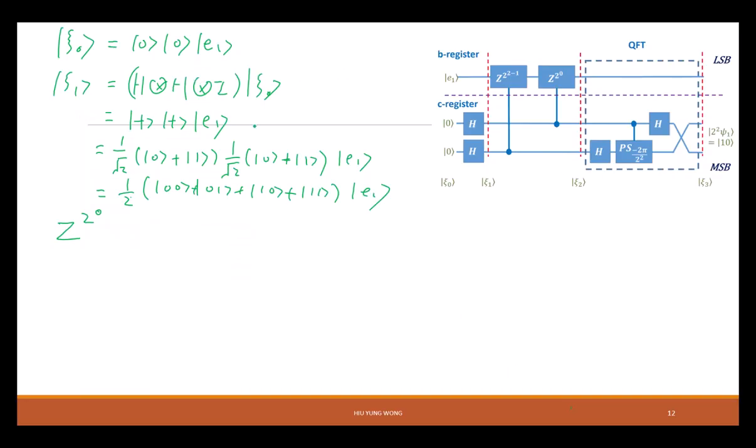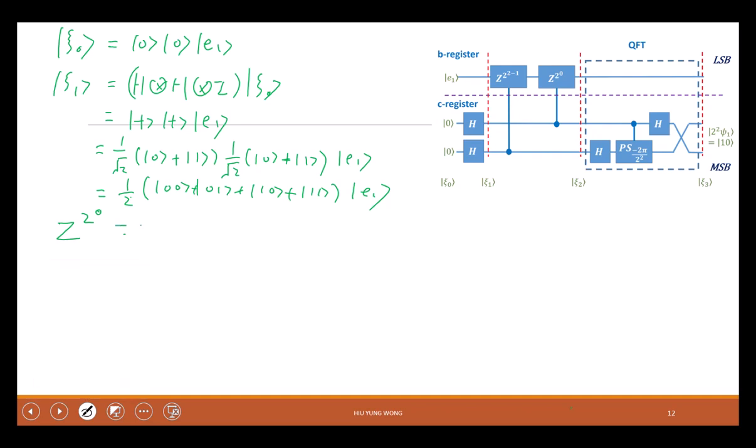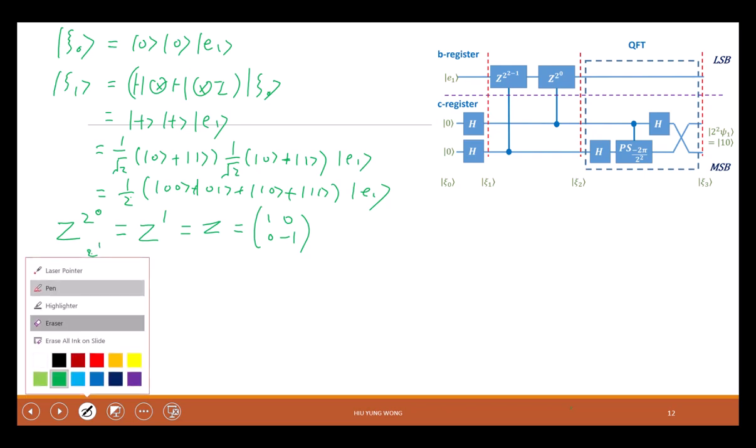Okay, so what is Z to the power 2 to the power 0? Just Z, right? Because this is Z to the power 1, equal to Z, which is easy. This is [1, 0; 0, -1], right? How about this one? Z to the power 2 to the power 1.